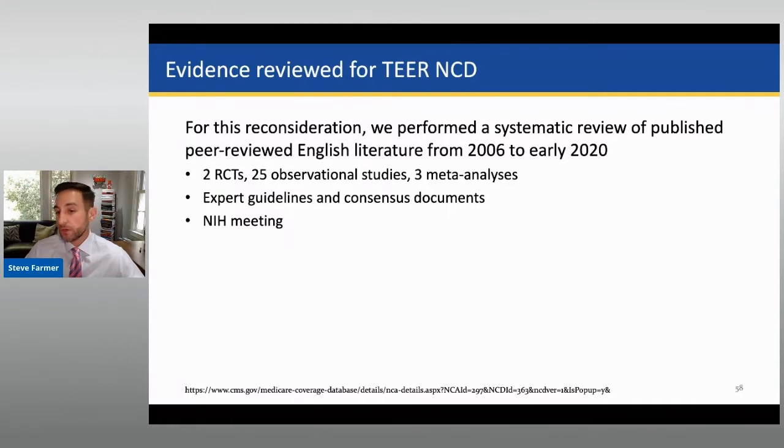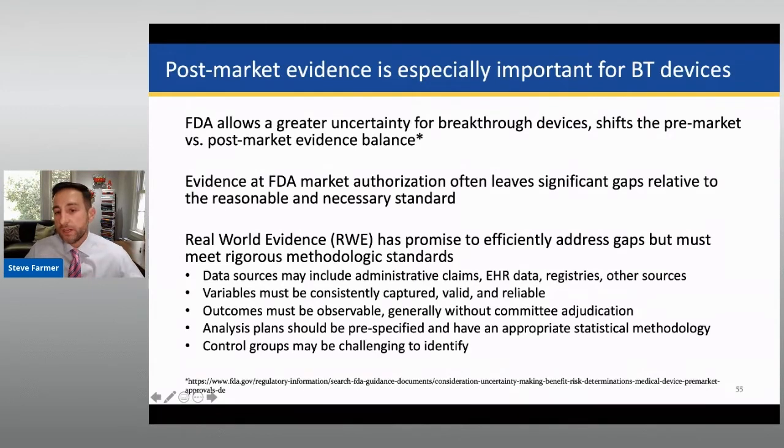At the time of FDA market authorization, more evidence is often needed to demonstrate that devices provide improved outcomes for Medicare beneficiaries who are often over 65 and have multiple comorbidities. More evidence may also be needed to demonstrate that RCT outcomes can be replicated under real-world conditions. Many devices have significant evidence gaps relative to the CMS reasonable and necessary standard at the time of FDA market authorization. These gaps are especially notable for breakthrough devices where the FDA allows for greater uncertainty at the time they are authorized.